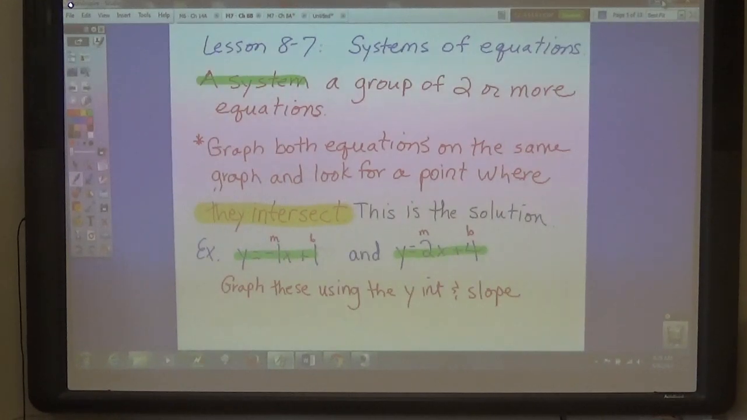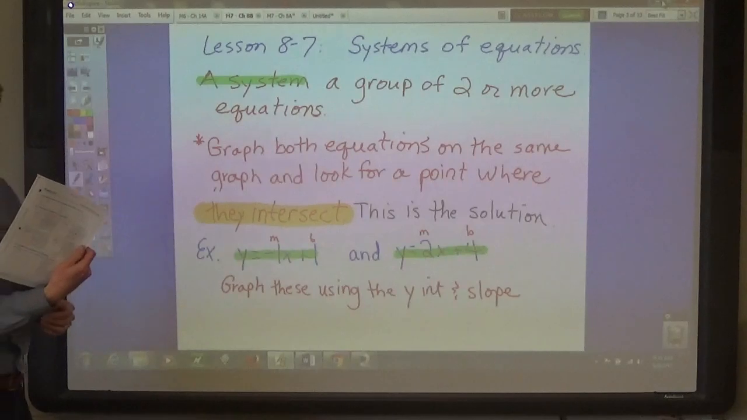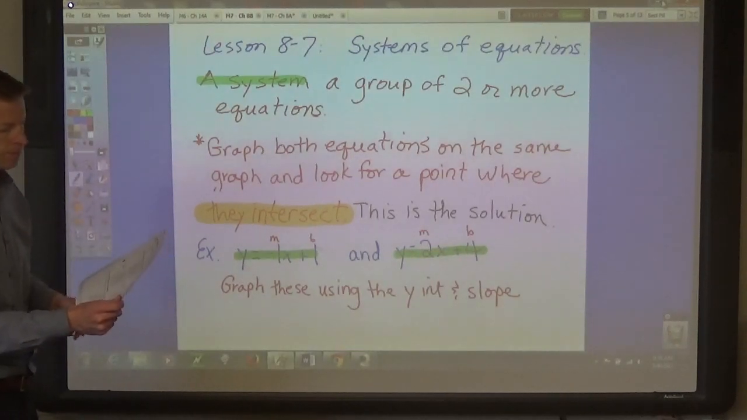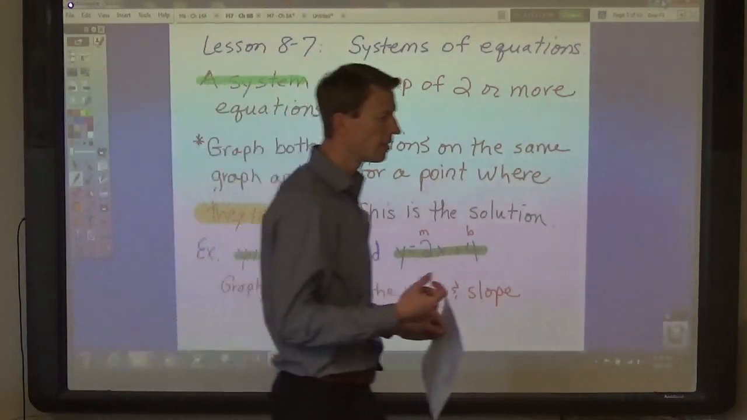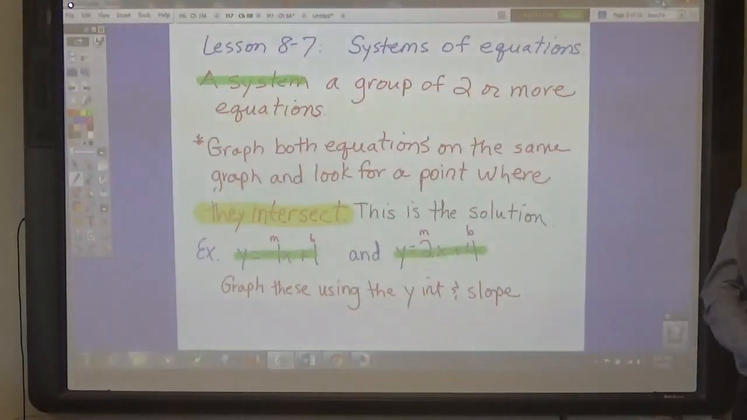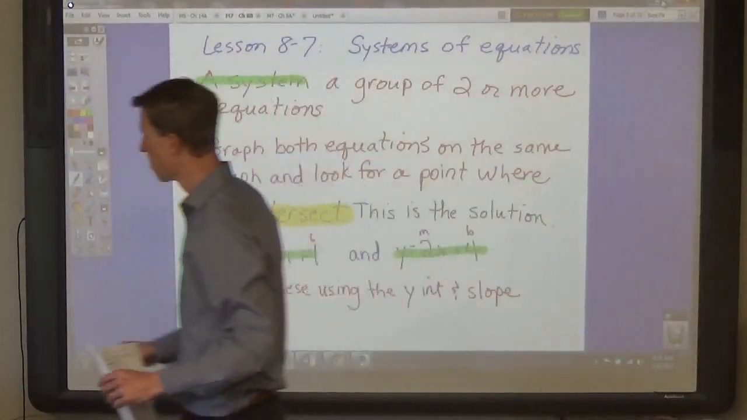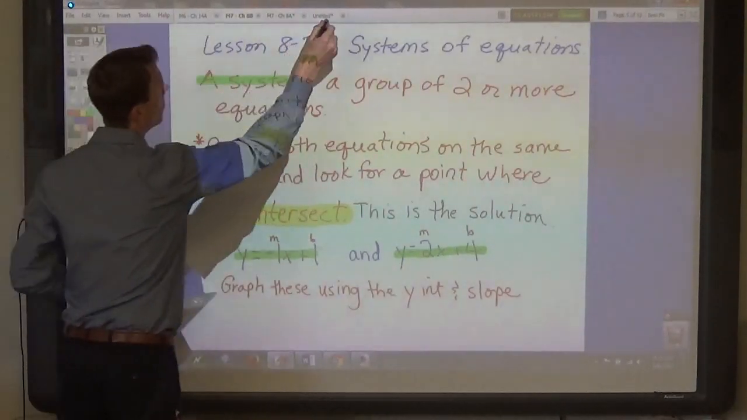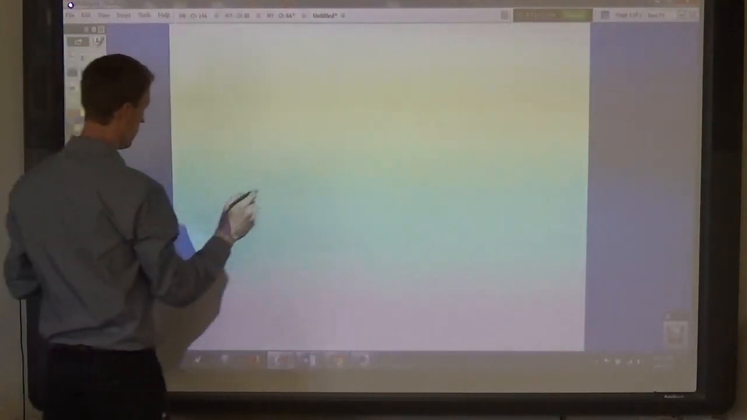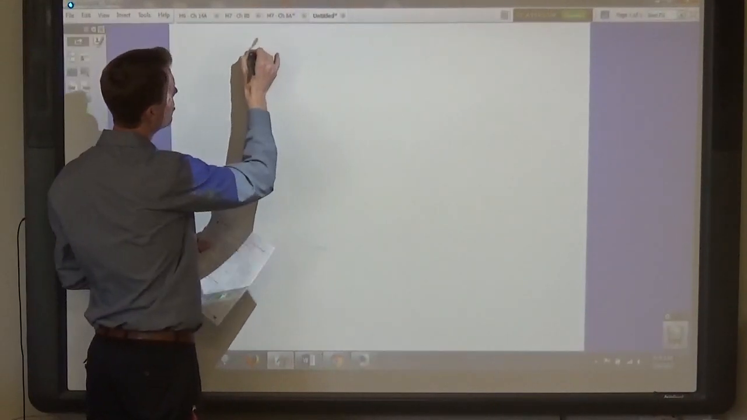And I want you to go to the practice side of your worksheet. Go to the practice side of your worksheet. And we're going to practice inserting the points to see if they make the equation true. All right? So, in number one, we're given two equations.